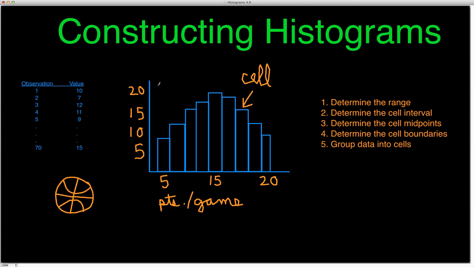There are 5 straightforward steps for constructing histograms. The first step consists of determining the range. We need to determine that range so that we can calculate the cell intervals. Again, cell intervals are the distances between each cell, and this will be the same for each cell. Then we need to calculate the cell midpoints. We'll do this for each of these cells, and that will allow us to determine the cell boundaries. And once we have that, we can take each of these data and put them into the histogram depending on which cell they belong to.